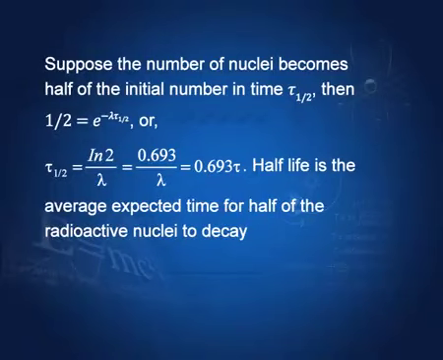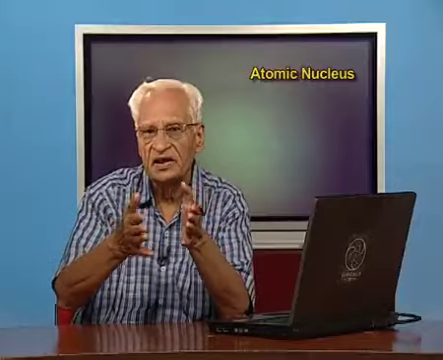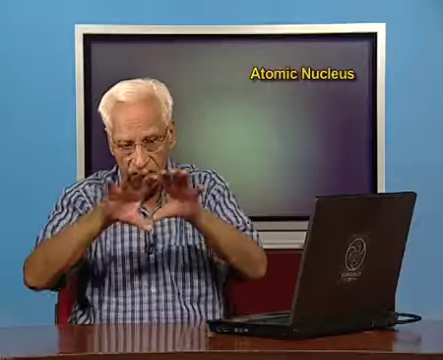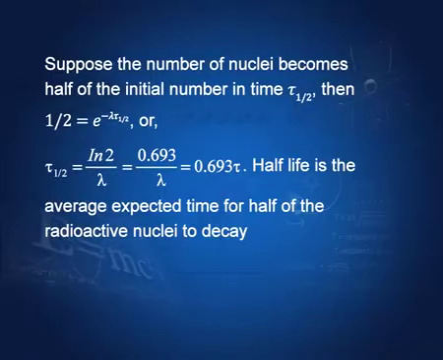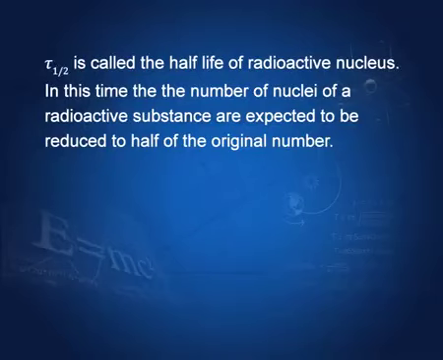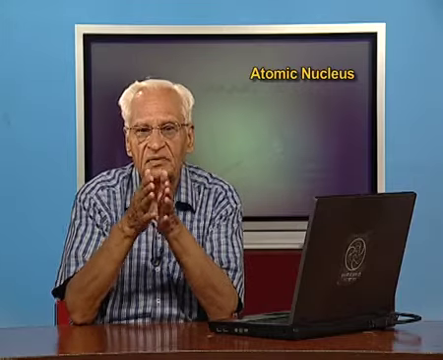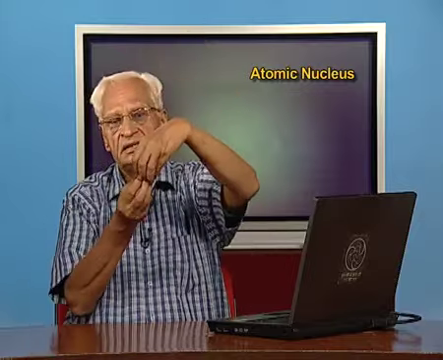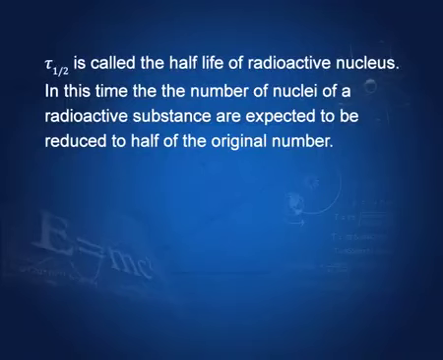So, the number in these boxes will not be the same. In some it may be slightly higher, in some it may be slightly lower. The average number would be 5,000. So, when we talk of half life, we say half life is the average expected or probable time for half of the radioactive nuclei to decay. Tau half, once again to emphasize, is called the half life of a radioactive nucleus. In this time, if there are 10 nuclei, they become 5, that is, the number becomes half.